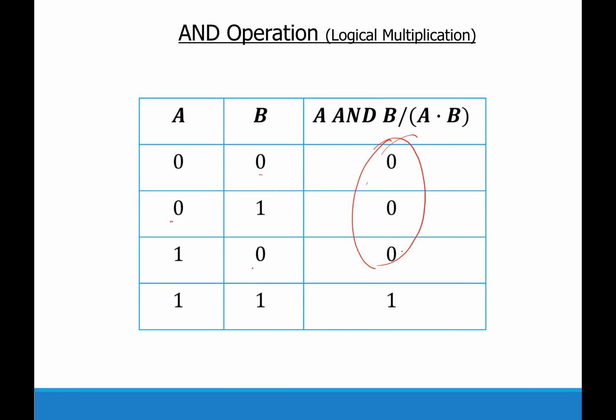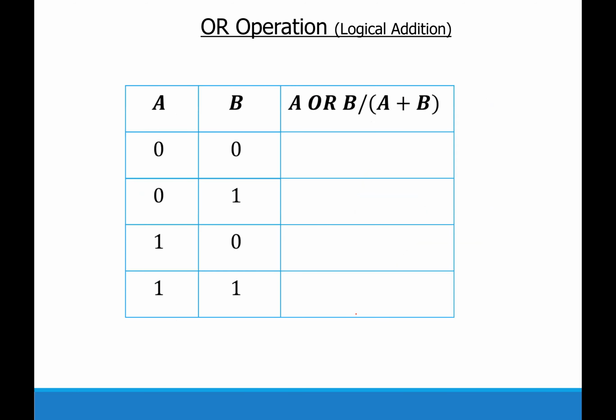And if all the inputs are equal to 1 like this, that is the only way we can get the true value for the AND operation. We need to apply all true values. Okay, all inputs are equal to 1, so the output becomes 1. Okay, now the next one. Now you can complete this table.